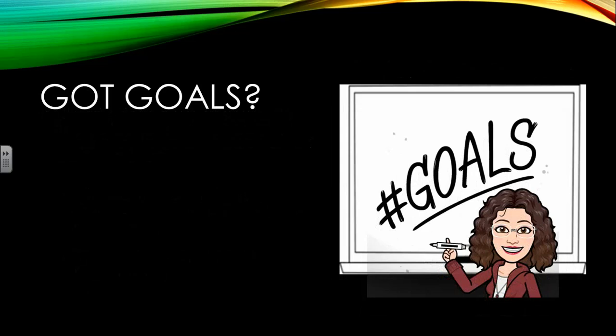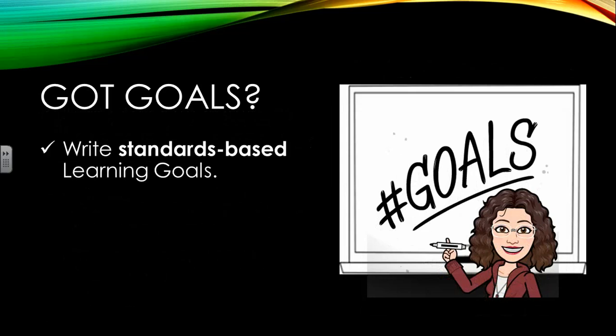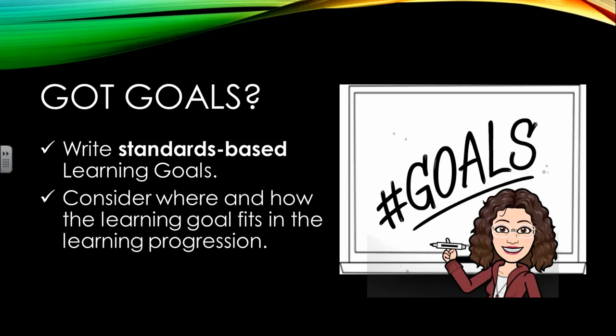We also need to make sure that our goal supports the learning in the standard. So our goals need to be standards-based. That is, we write our goals to address and support the learning identified by the standard. And going along with that is understanding where the learning of this lesson fits in the learning progression.